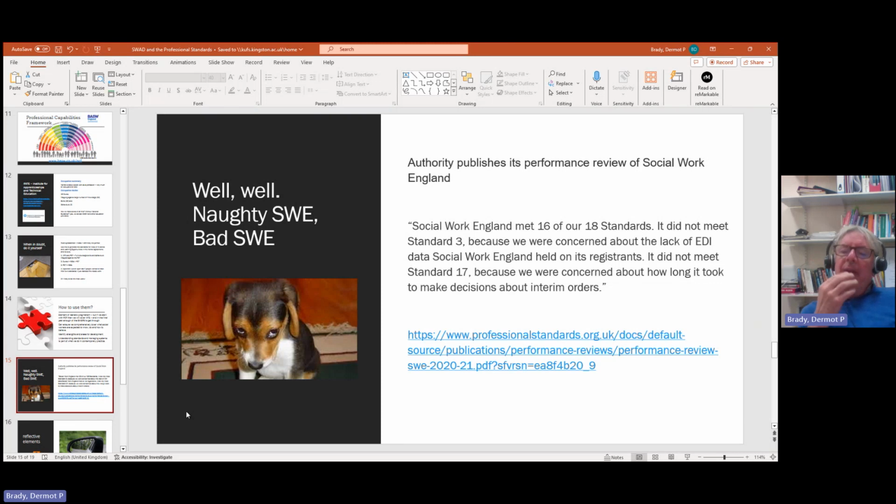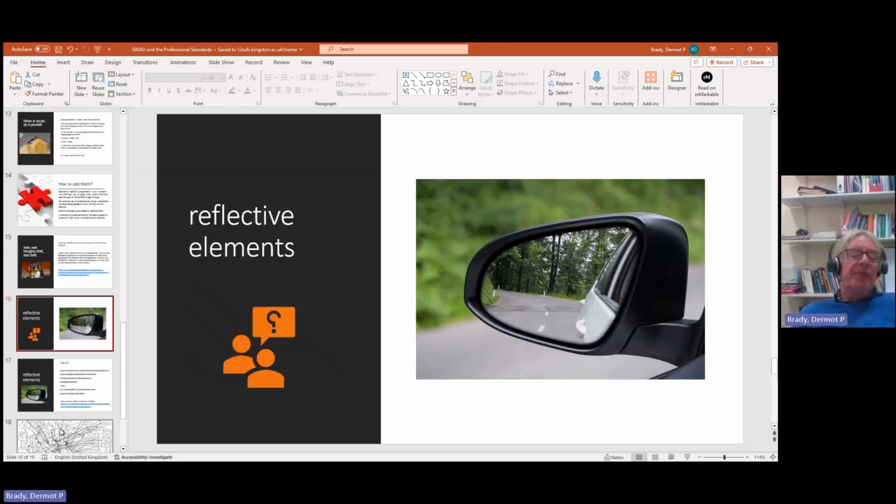But anyway, standard 17 is about interim orders. That's about fitness to practice. And I'm sure you've seen some stuff in the papers about fitness to practice and social work in England. I suppose my point is even the regulator is regulated. It feels like a bit of a hall of mirrors at times. Reflective elements, I mean, if we're not using what's in our environment in a reflective way, we're probably not making the best of what's in front of us.